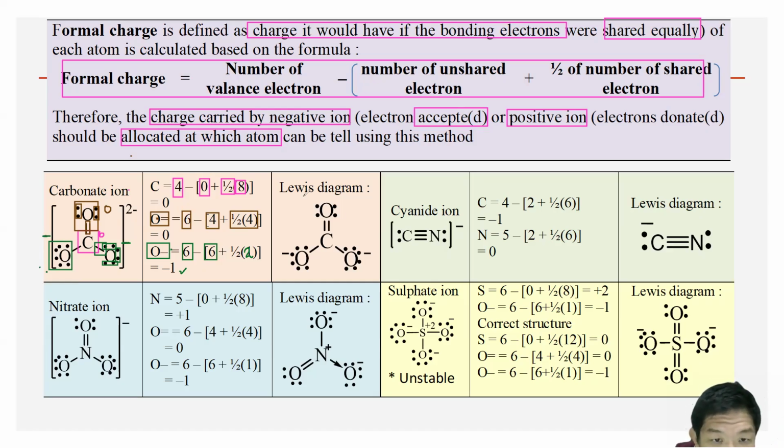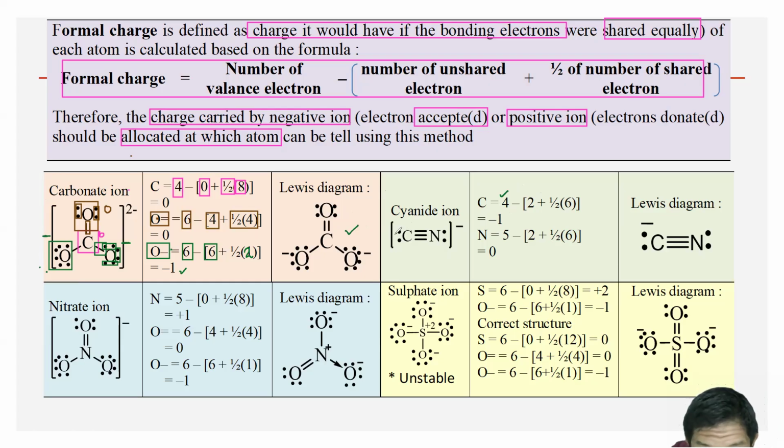So the real way of how to draw the Lewis diagram for the carbonate ion should be like this. Okay. Then let's go for the next one, which is cyanide ion. So cyanide valence electron is 4. So you have 2 lone pair electrons in here.